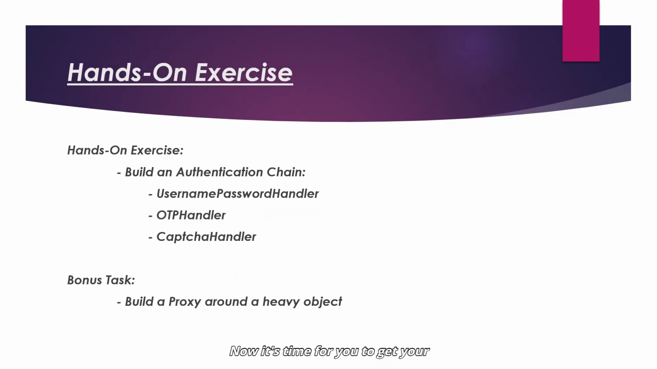Now it's time for you to get your hands dirty. For today's exercise, try creating an authentication system using a chain of responsibility. First, check the password. If it's valid, then check the OTP. If that passes, check a captcha. Each step should be a separate handler in the chain.